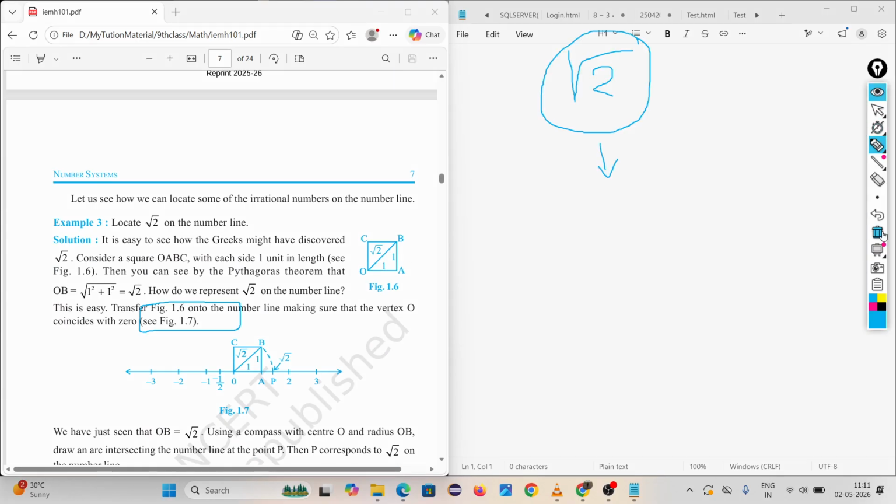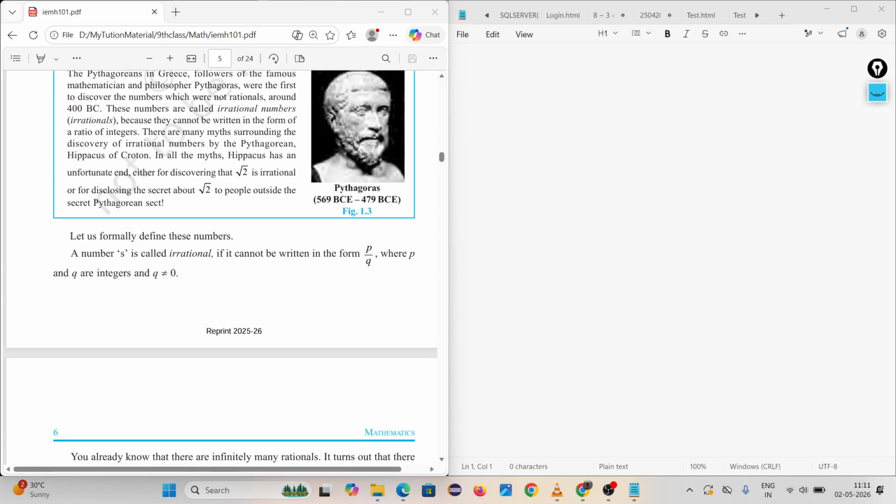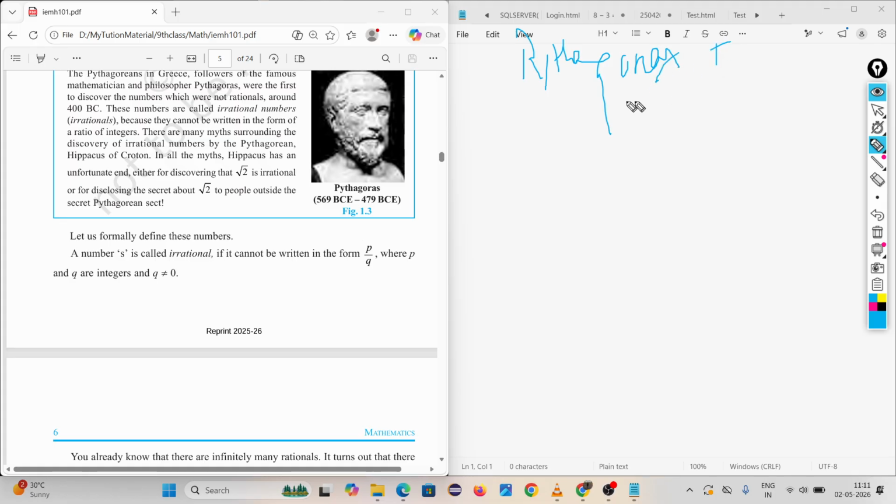Okay, just tell me some question answers. Do you know about the Pythagoras theorem? Tell me, what does this theorem state? Hypotenuse square plus height square equals base square. Okay, Pythagoras theorem. Remember, this theorem is applicable on a right angle triangle.